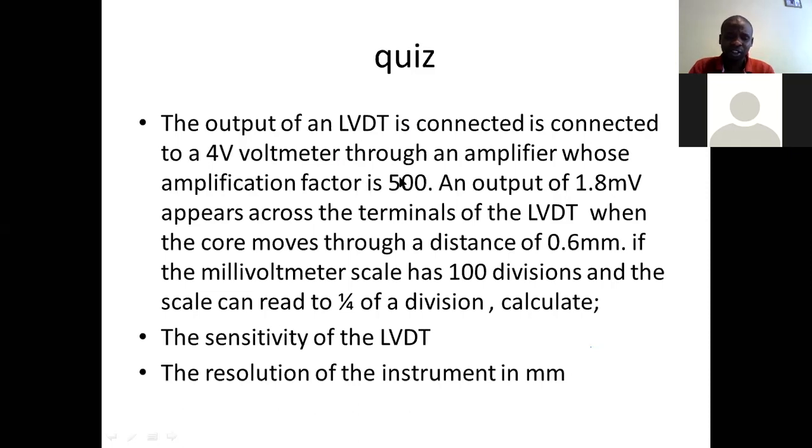So remember, signal manipulation: the changes in displacement could not be big enough to be read out, so you need an amplifier to amplify that displacement. An output of 1.8 millivolt appears across the terminals of the LVDT when the core moves through a distance of 0.6 millimeters. If the millivoltmeter scale has 100 divisions and the scale can read a quarter of a division, calculate the sensitivity of the LVDT and the resolution of the instrument in millimeters.